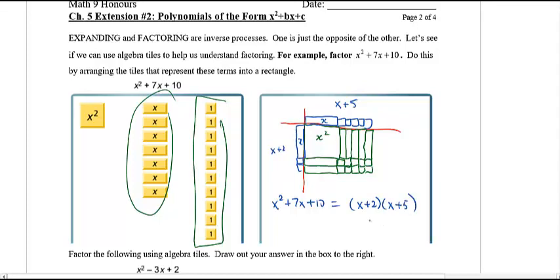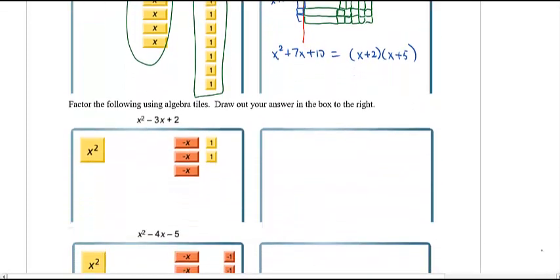Okay. See if now you can try the next one. See if you can factor this polynomial.